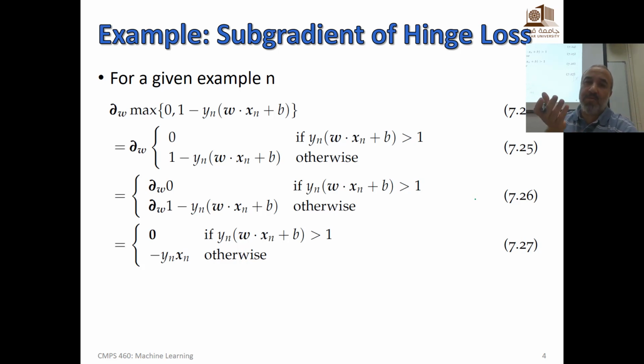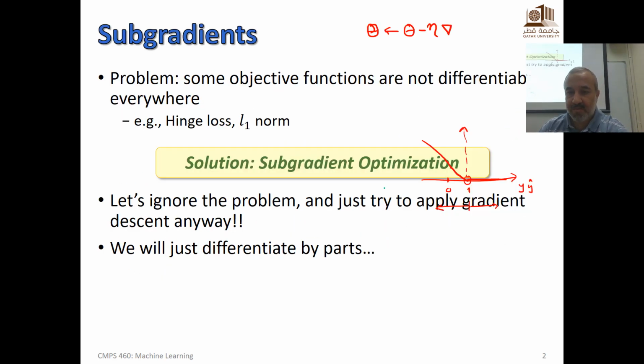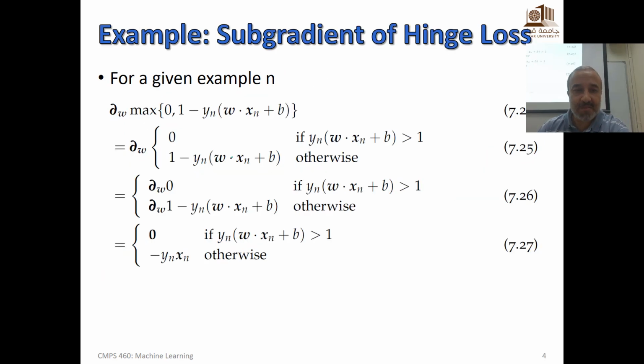So hinge loss, as we saw, is one of the functions that are not differentiable at some point, which is 1. If you remember here, 1 is the point where it's not differentiable. So what will we do? If you look at this, this is the hinge loss function. Okay, this is L, the hinge loss function. It's always the maximum of 0 and 1 minus this part. What is this?